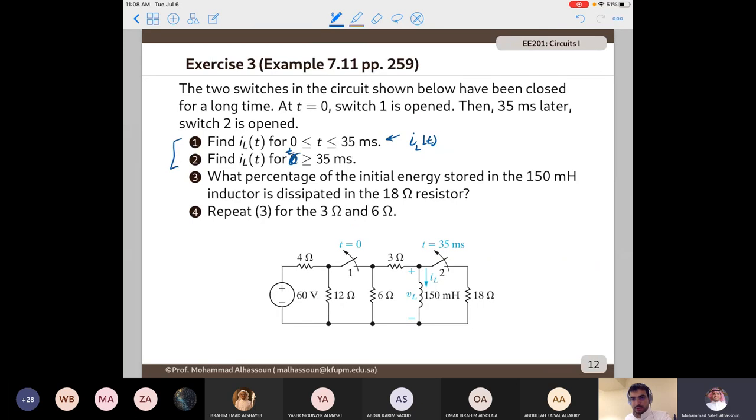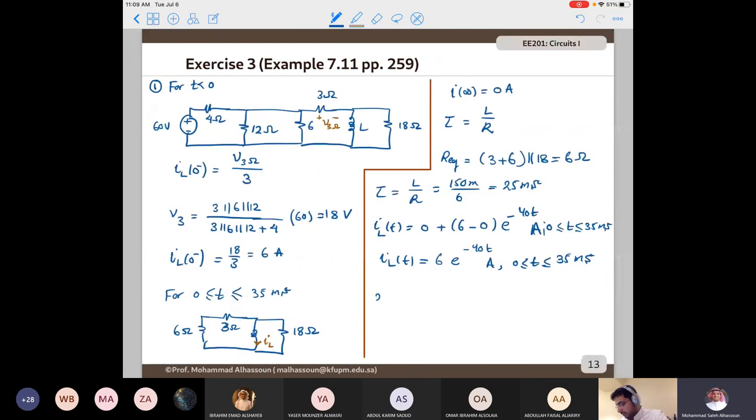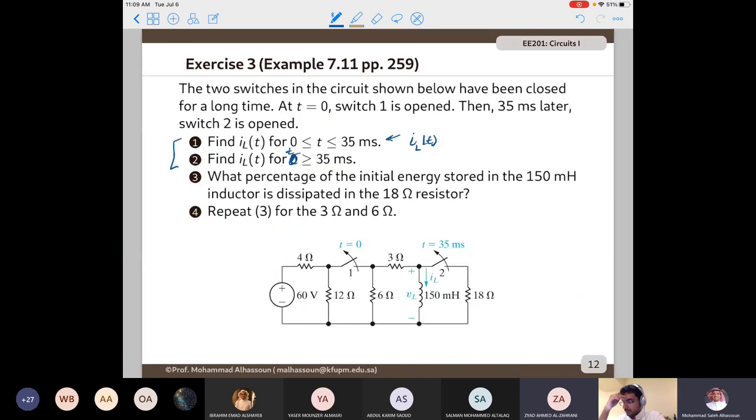Part two. Salman? Doctor, I have a question. Yes, go ahead. Why is the current at infinity zero? Because there is no source, so the energy will be completely dissipated in these resistors. Ziad? Yes, we find the initial current at the 35 millisecond. And then the final current will be zero because there is no source, as you said.